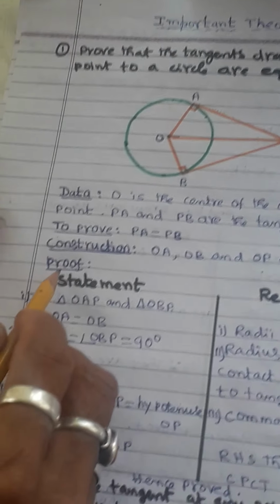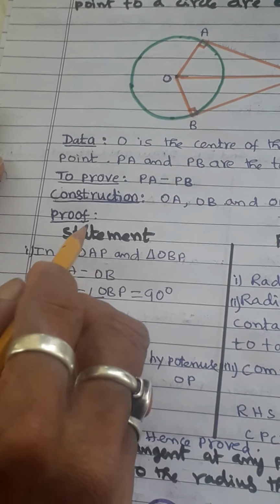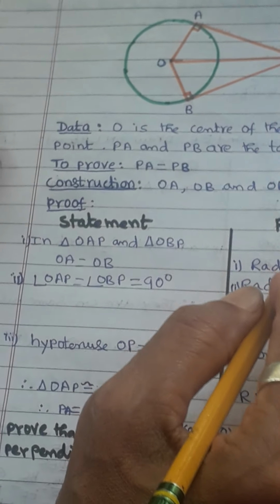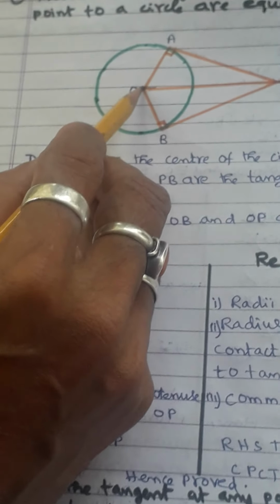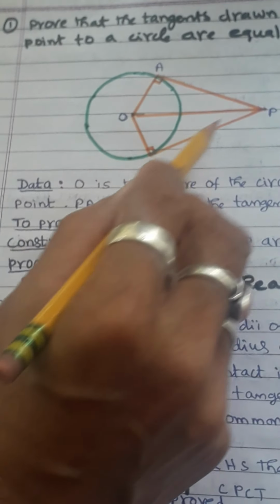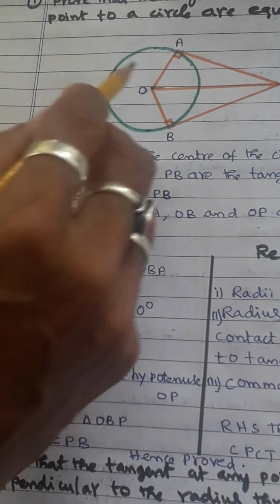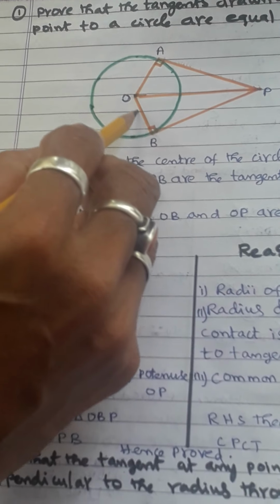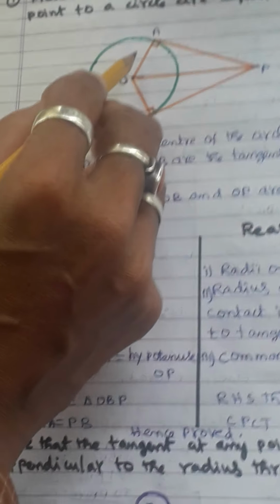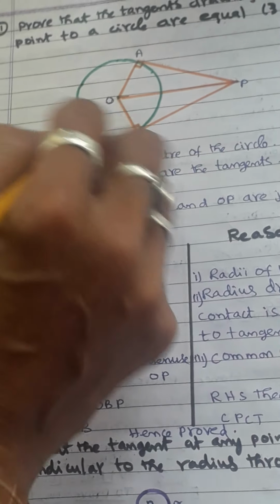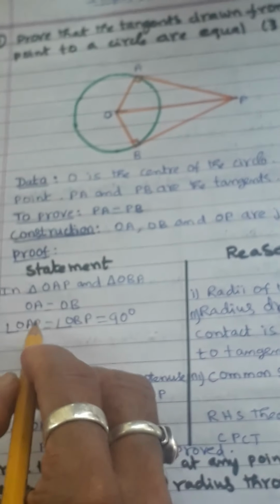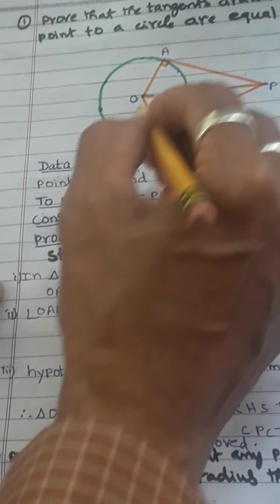The next step is the proof. For writing any proof, there must be a statement as well as a reason. First we consider triangle OAP and then triangle OBP. In that, we already know that OA and OB are equal. Why? Because these are radii of the circle. Radii never come different, isn't it? For any circle, the radius will always be equal. So OA is equal to OB, radius of the same circle.